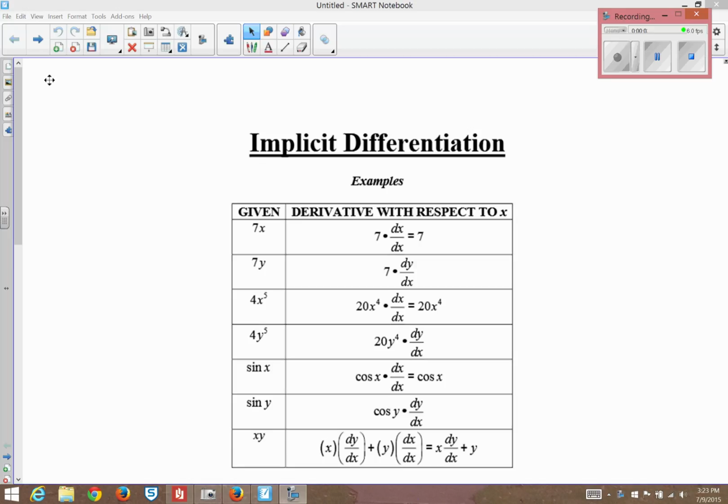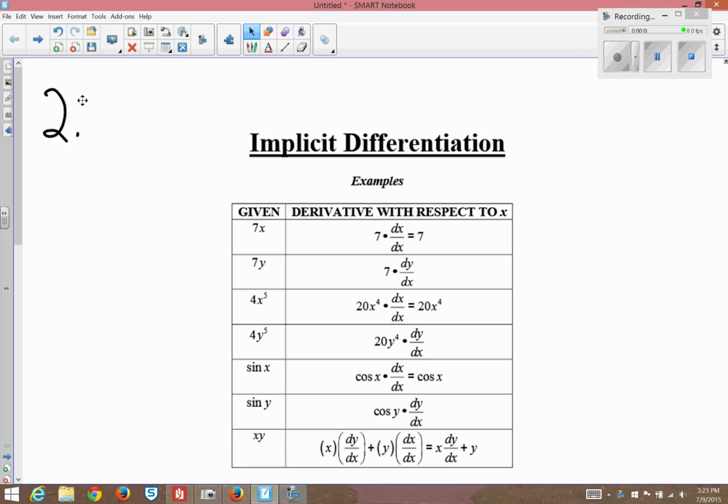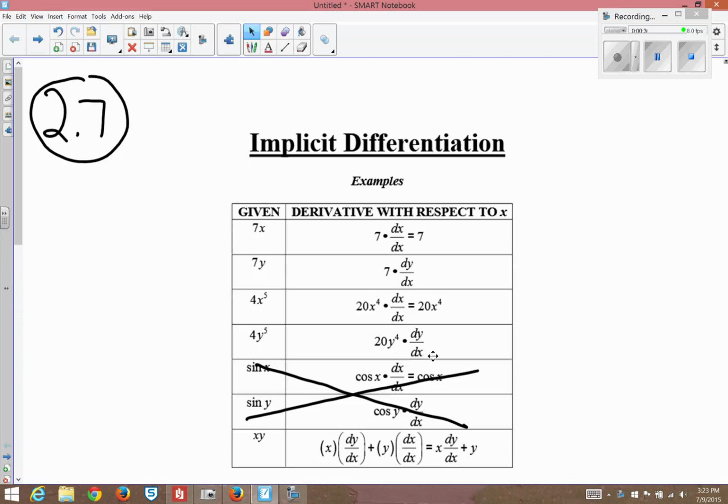Chapter 2, Section 7 is called Implicit Differentiation. This chart shows 1, 2, 3, 4, 5, 6, 7 examples. In this course, we won't worry about these two examples right here. So, there's two columns here: Given, and derivative with respect to x.